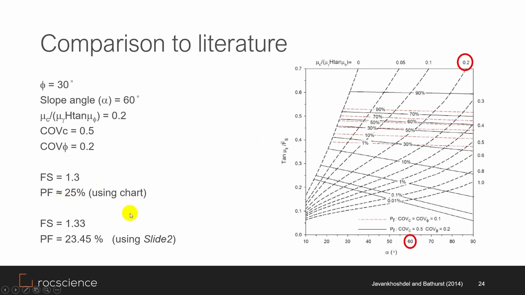We took the same example to Slide 2018 and we carried out probabilistic analysis. From the deterministic part of the probabilistic analysis, we got the factor of safety of 1.33 and we got the probability of failure of 23.45%. As you can see here, the results are very close, and this shows how these design charts work in literature.